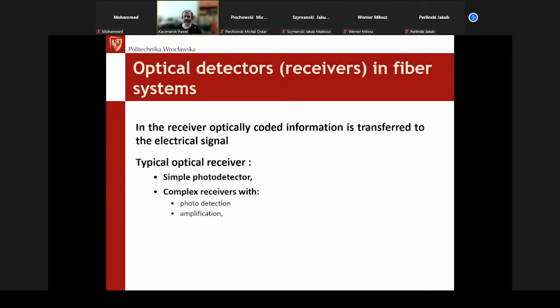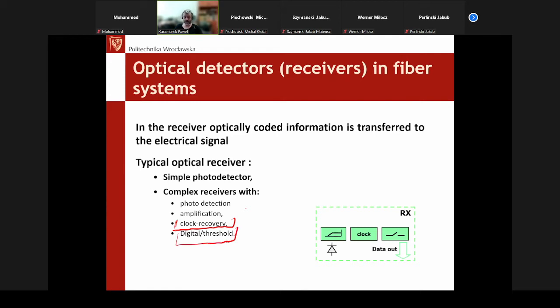I mean photodetectors, but not only photodetectors alone, but whole receivers, because in fiber systems we can match not a single photodiode but a complete receiver, including amplification circuits and even some logical circuits for clock recovery, to create from the analog signal a digital signal at the output, compatible with the next part of our telecommunication system. So these are optical receivers, and they consist of a couple of parts.